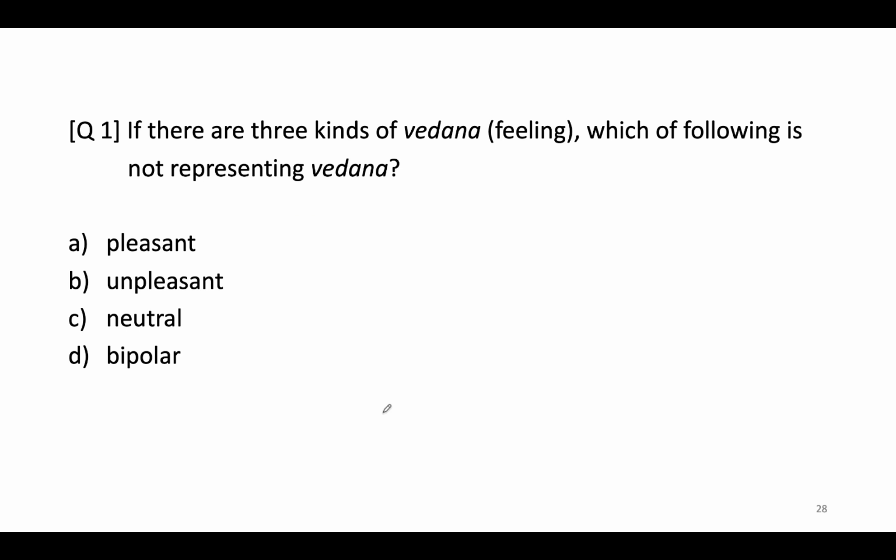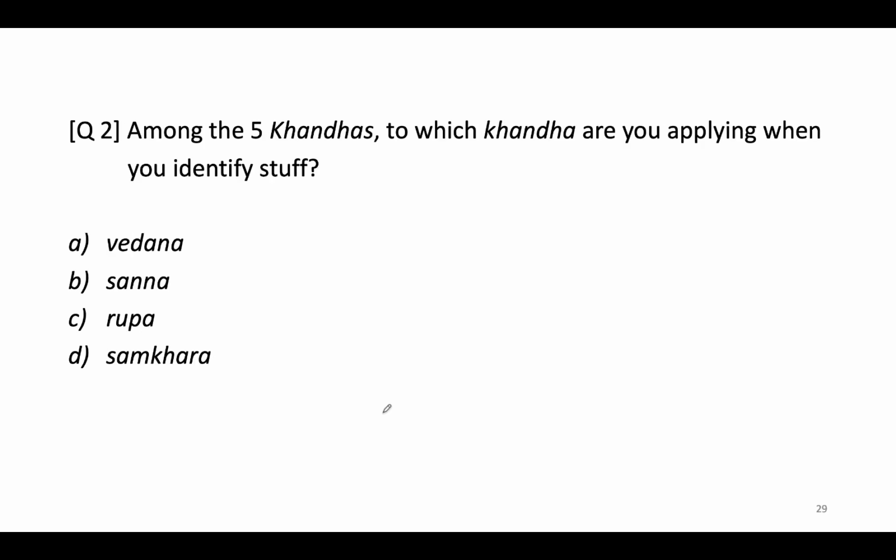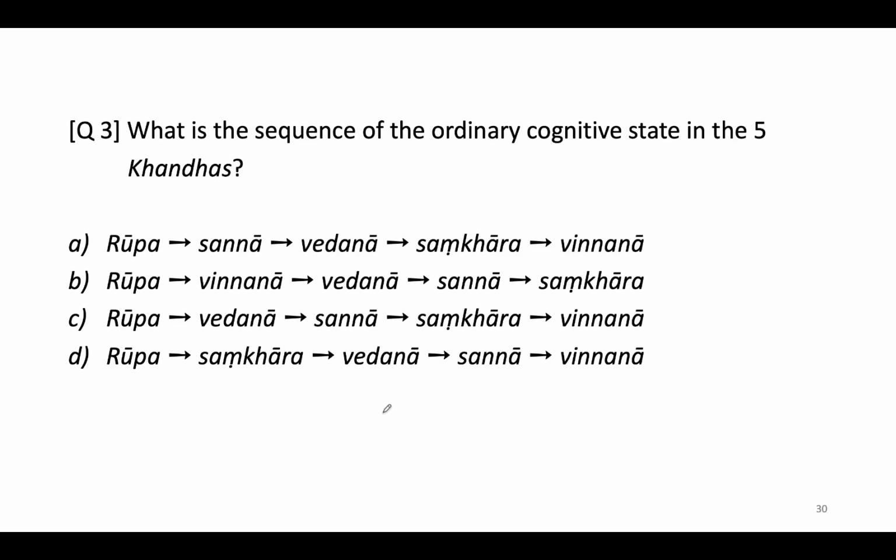If there are three kinds of Vedana, which of the following is not representing Vedana? I already introduced three kinds of Vedana. Among the five khandha, to which khandha are you applying when you identify cup as cup, dog as dog? In English, it can be translated into perception. What is the sequence of the ordinary cognitive state in the five khandha? Ordinary cognitive state. It starts from rupa to what is next? You can find the answer easily.